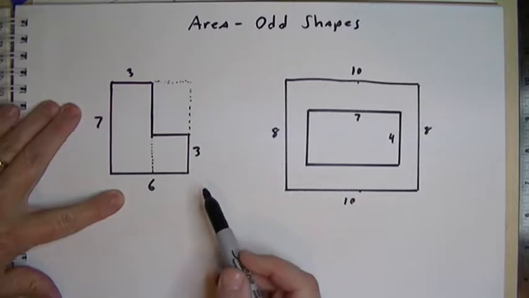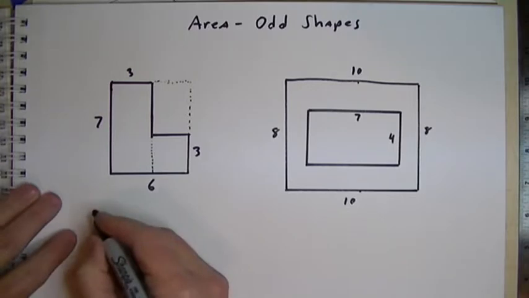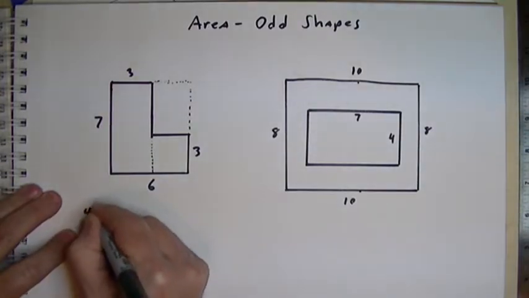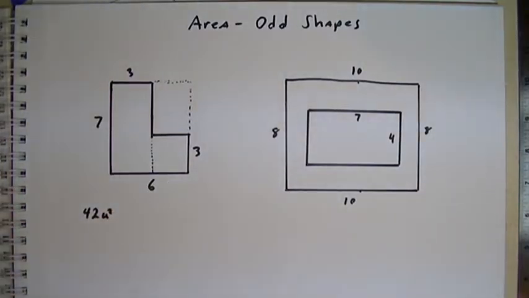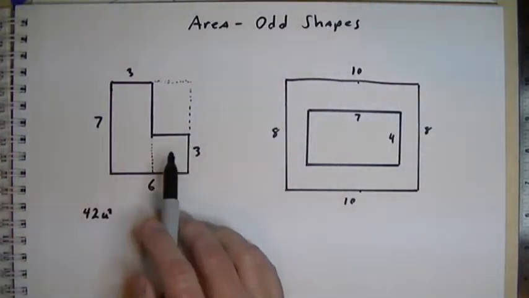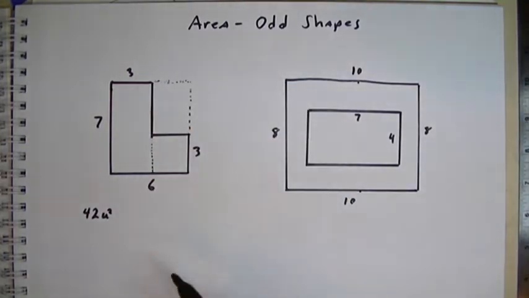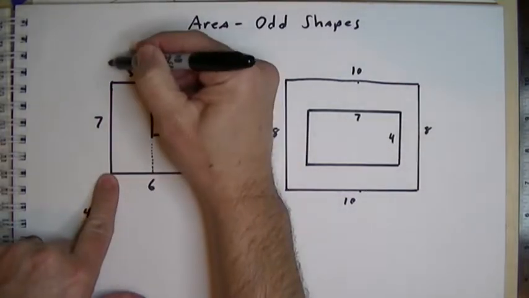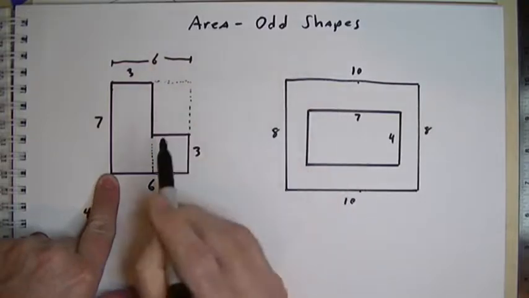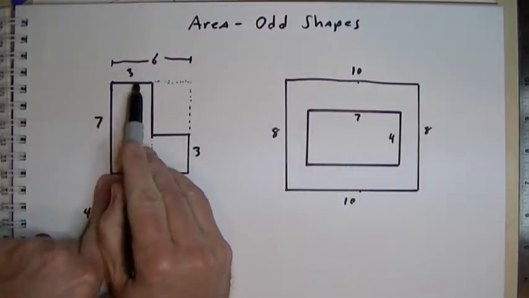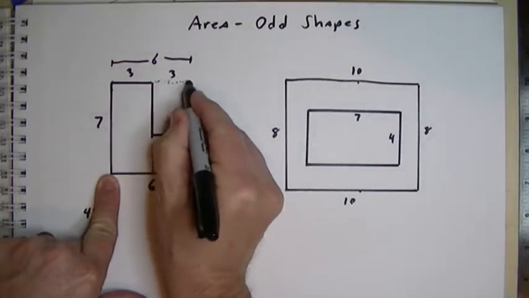Obviously, if we look at the entire rectangle, it would be 7 by 6, or 42, and we'll just call these units squared. Okay, that's the big one, but that's not the end of the story, because we've got to take away this big area here, but I don't have dimensions for it. Well, I do know that from here to here is 6. And if I have 3 from here to here, that just leaves another 3 for this dimension here.